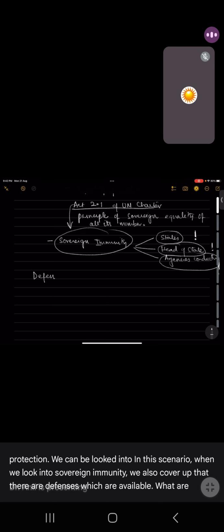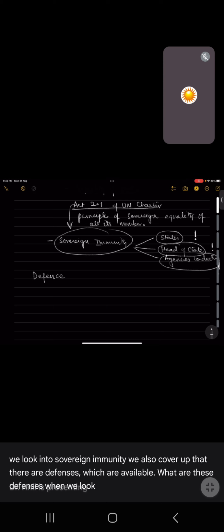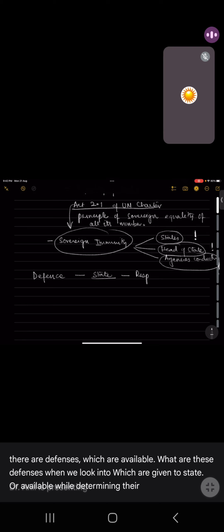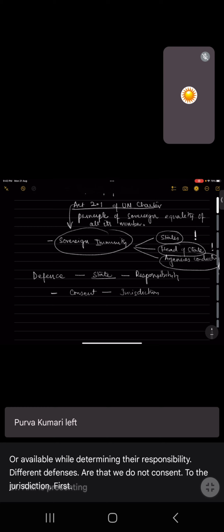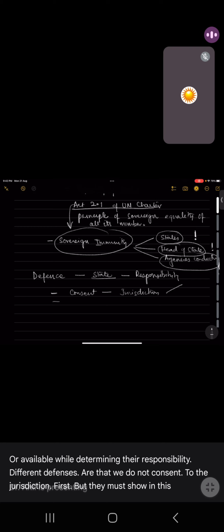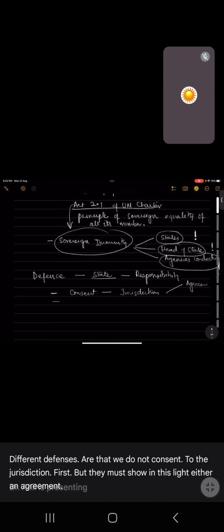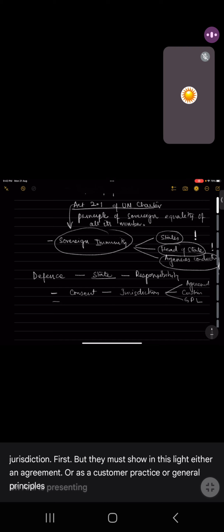What are these defenses, which are given to a state or available while determining their responsibility? Defenses are that we do not consent to the jurisdiction first, but they must show in this light either an agreement or a customary practice or general principles of law or the opinion of jurists.